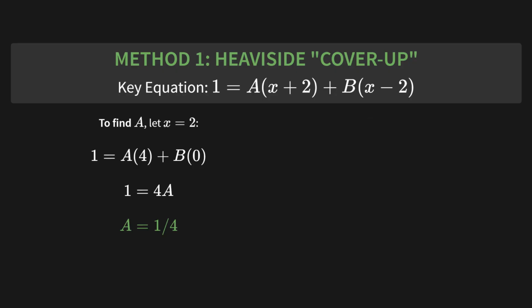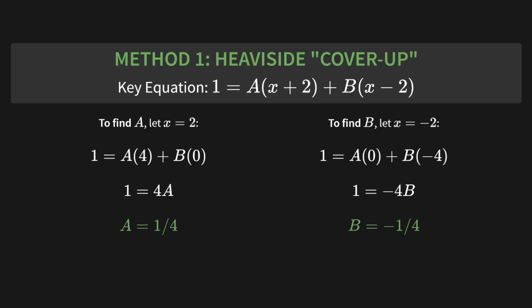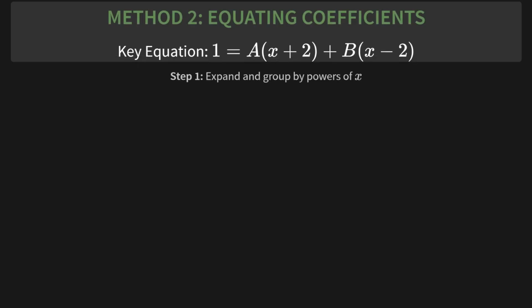Now, to find b, let's make the a term disappear. We'll set x equal to -2. That gives us 1 equals a times 0 plus b times -4. So 1 equals -4b. b must be -1/4. Puzzle solved. Now for method 2, equating coefficients.